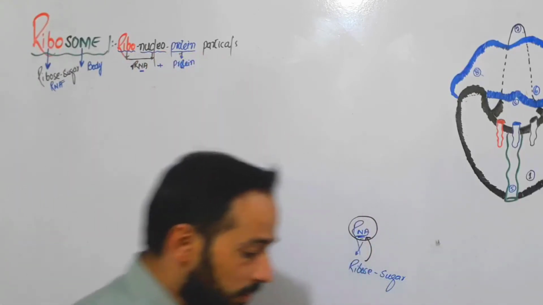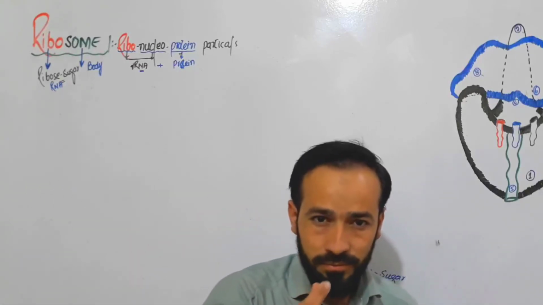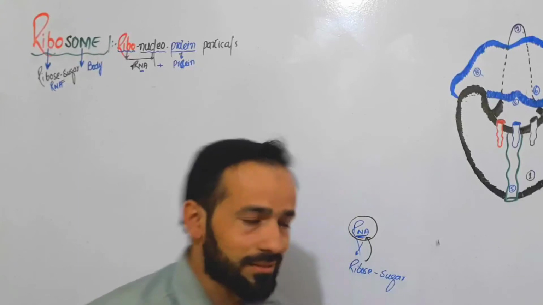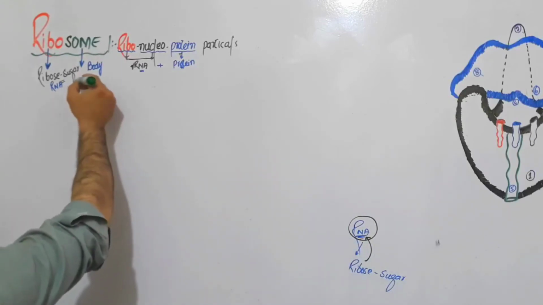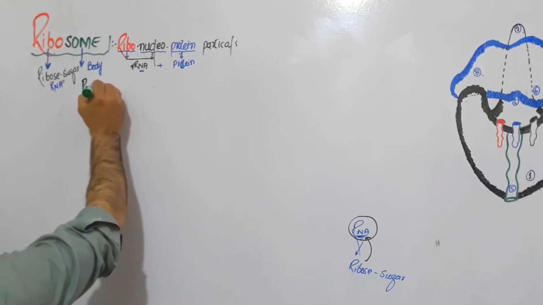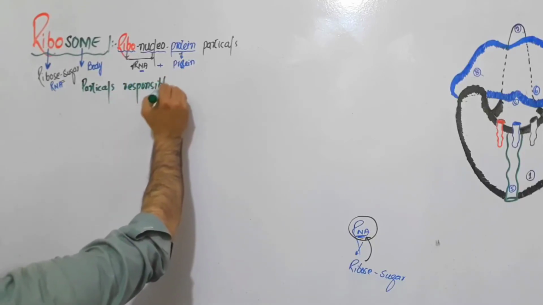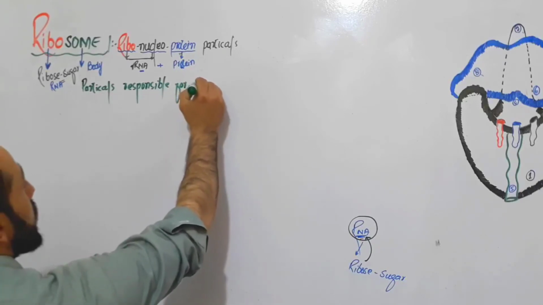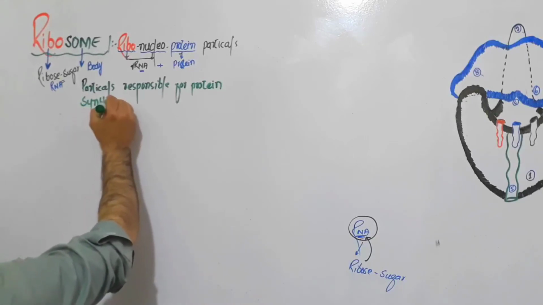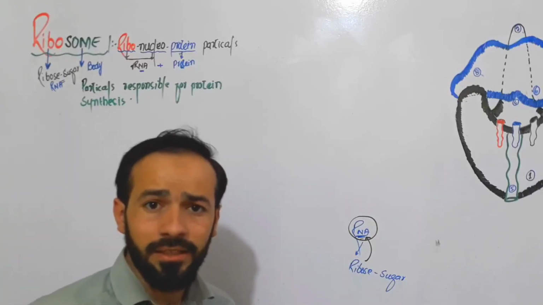That's so simple. And what is the definition of the ribosome? Some means bodies. These are small particular bodies which are responsible for protein synthesis. Right, so let's define it: small particles responsible for protein synthesis. As in the previous lecture we discussed that mitochondria is responsible for making energy, for making ATP.